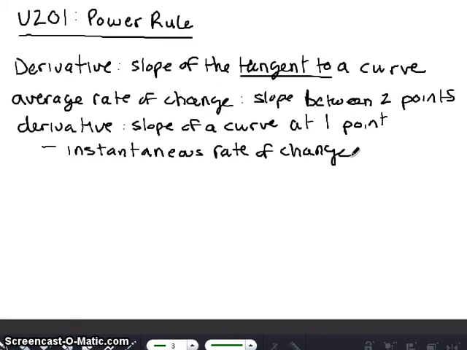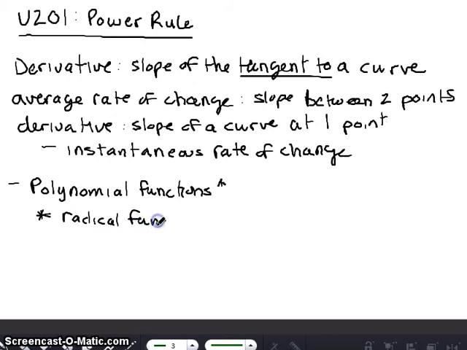The power rule for derivatives is going to work on polynomial functions. And I'm going to put a little star by that because there's a couple of functions that aren't polynomials that we're going to be able to use this on. And we'll say radical functions. And that's pretty much the only exception, because when we think about fractional exponents, that's really just a radical.